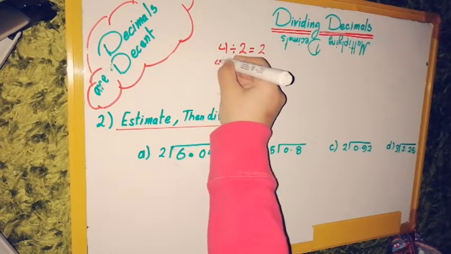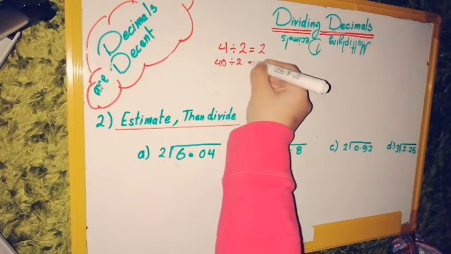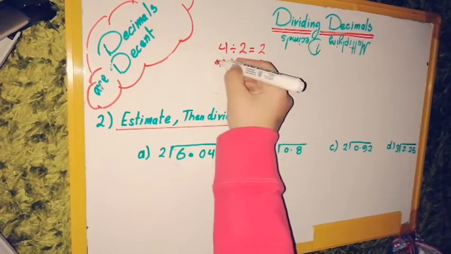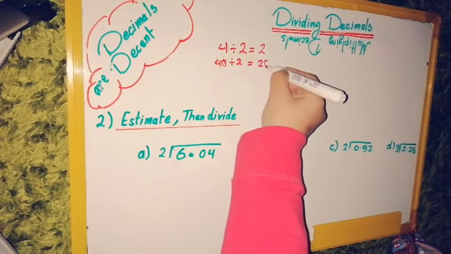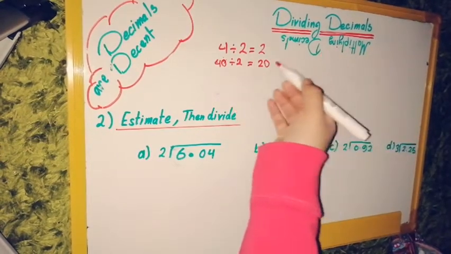Now, if I have 40 divided by 2, the number will be what? It will be 2 because here 4 divided by 2 is 2. And remember, we always put the 0 as it was from the beginning. And the same if I have 400s, 4000s.